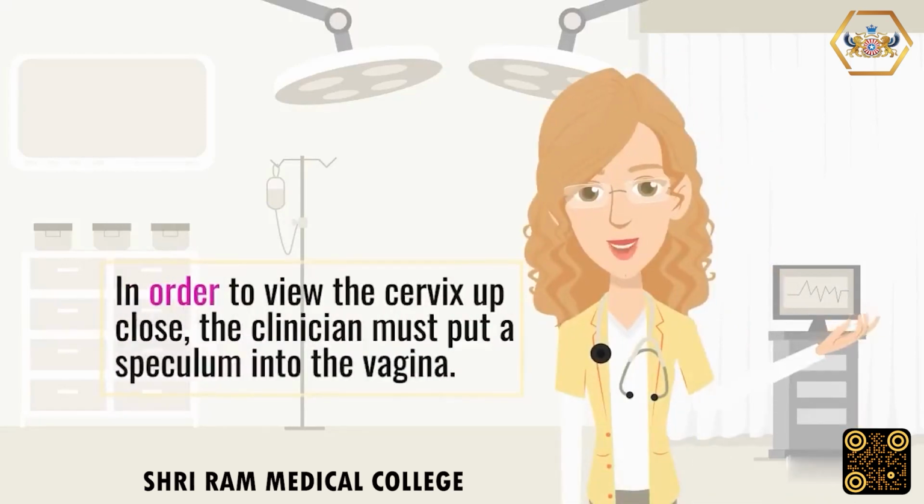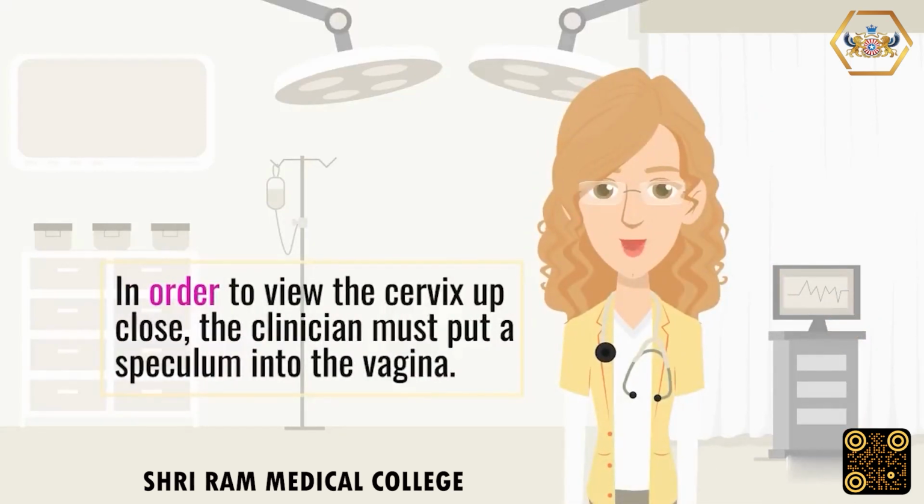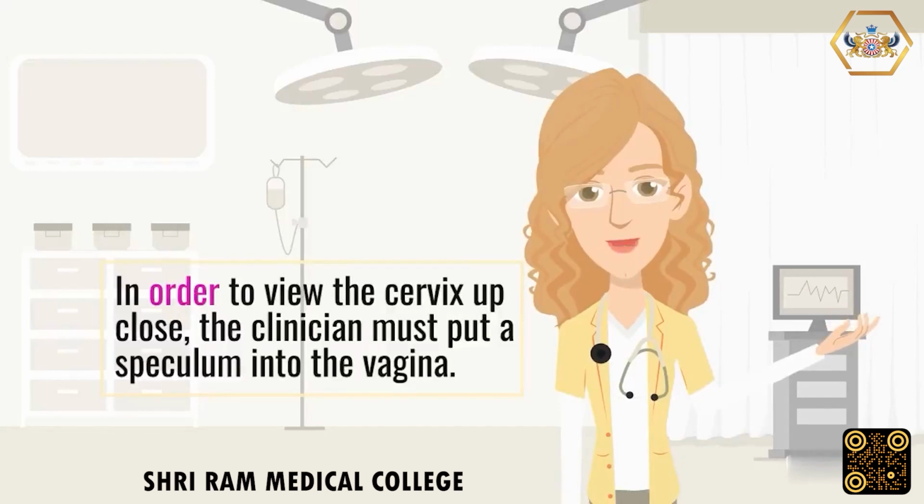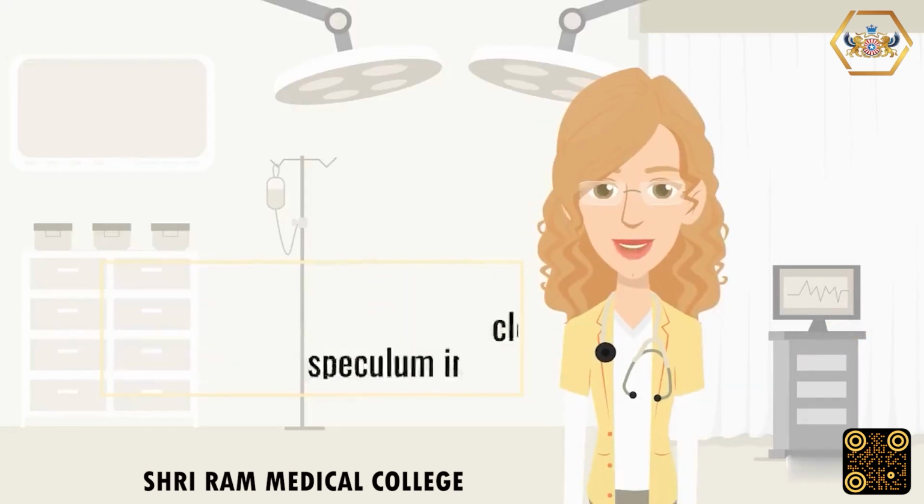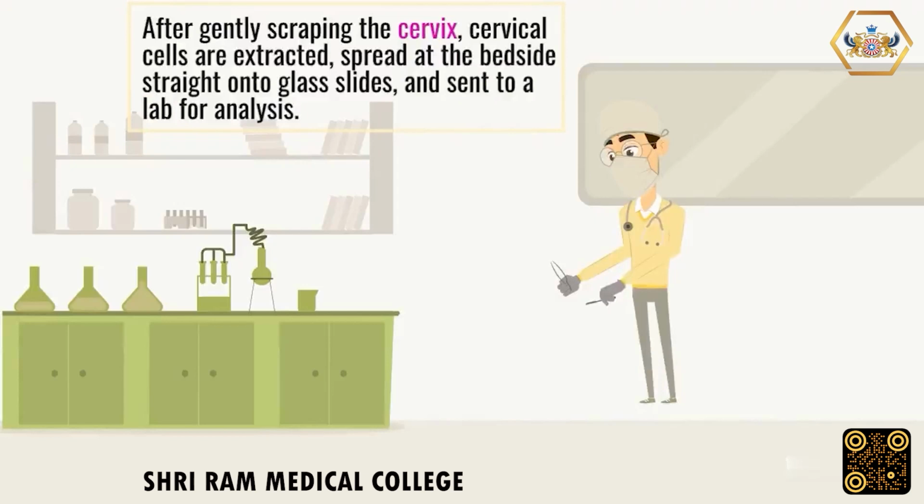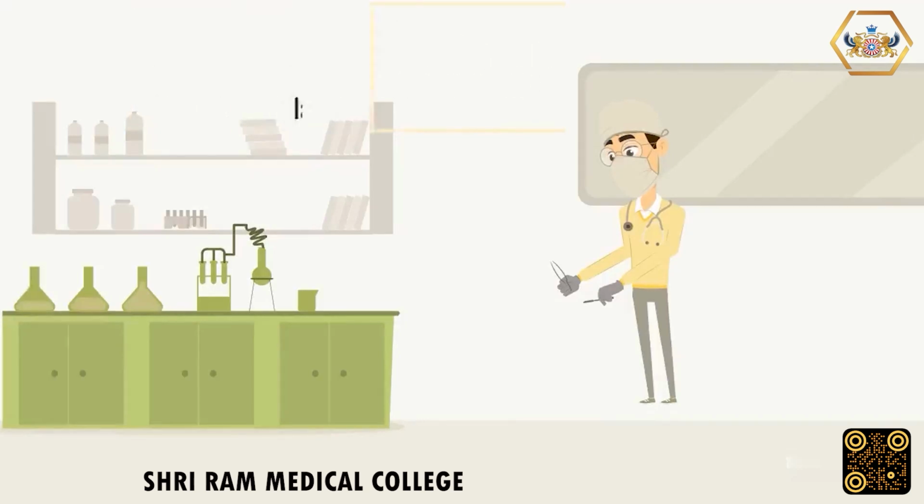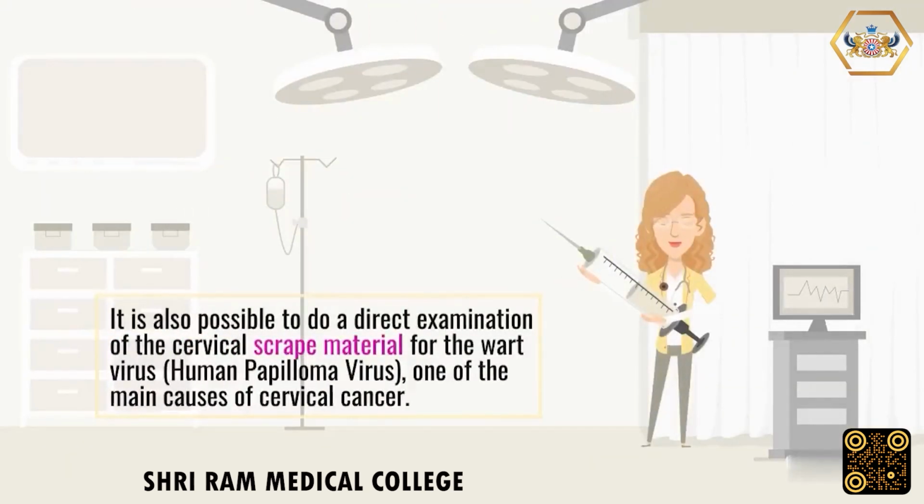In order to view the cervix up close, the clinician must put a speculum into the vagina. After gently scraping the cervix, cervical cells are extracted, spread at the bedside straight onto glass slides, and sent to a lab for analysis. It is also possible to do a direct examination of the cervical scraped material for the wart virus, human papillomavirus, one of the main causes of cervical cancer.